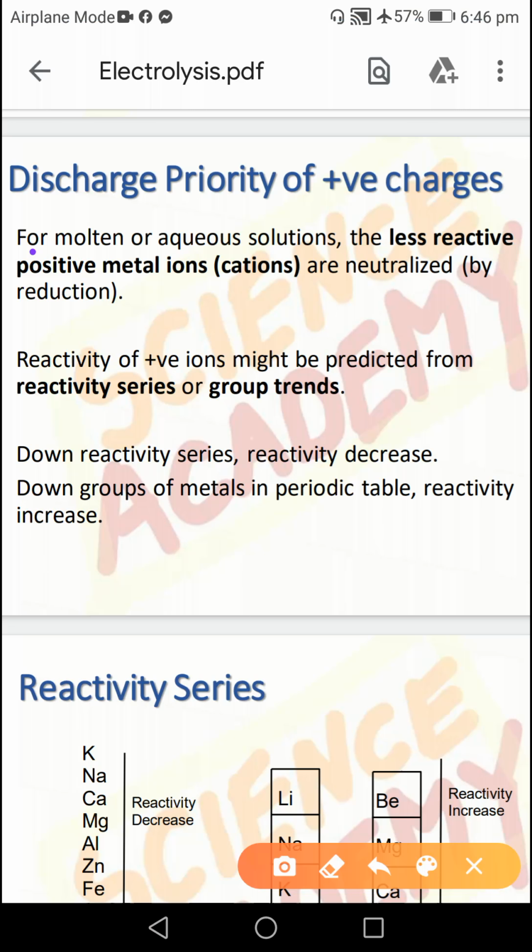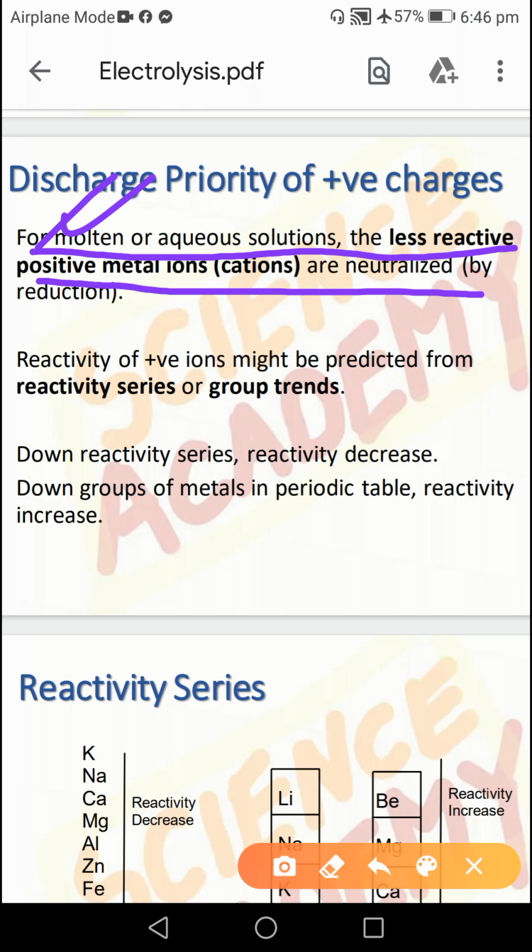Okay, so for molten or aqueous solution, the less reactive positive metal ions are neutralized by reduction. Cation, the red cat, so they will get reduced, that means gain electrons. So in this case, the ion or the metal which is less reactive will be reduced and will get neutralized.